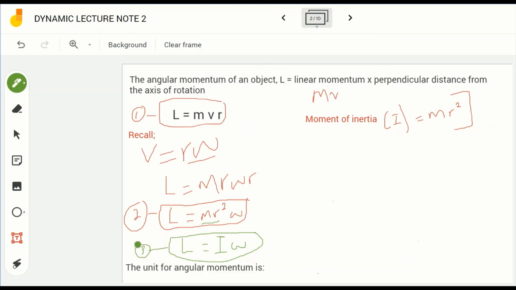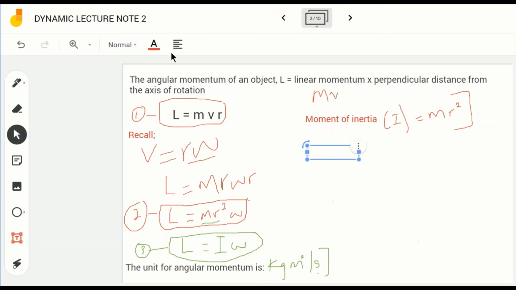And please note that the units for angular momentum is kilogram meter squared per second. This is the unit for angular momentum.